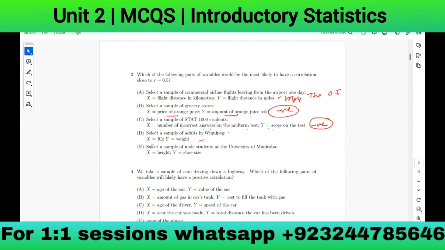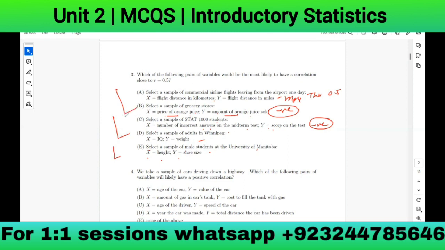They are not related. Select a sample of male students at the University of Manitoba. X is height, Y is shoe size. So height and shoe size of a person have a positive correlation, because if it is a small kid, they may have a small shoe size. If it is a big adult, it is a big shoe size. If a very big adult, very big shoe size.